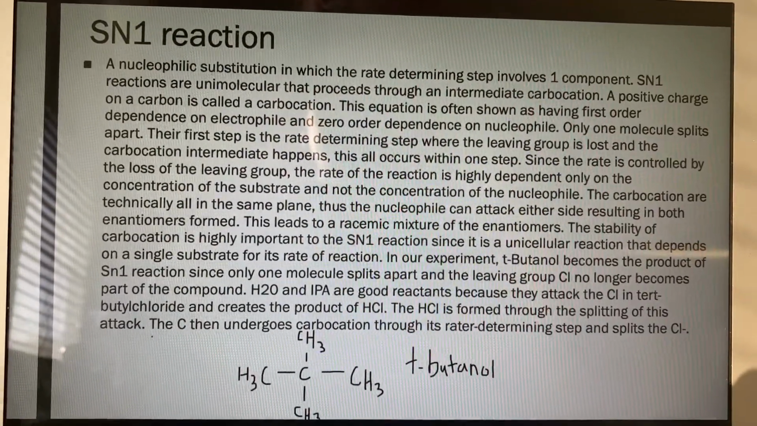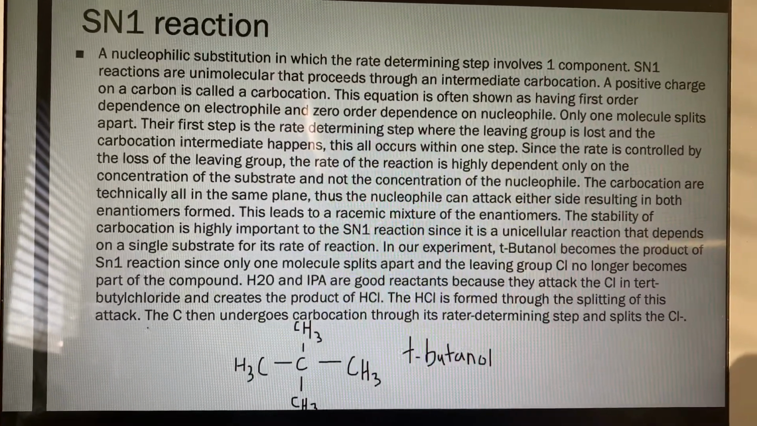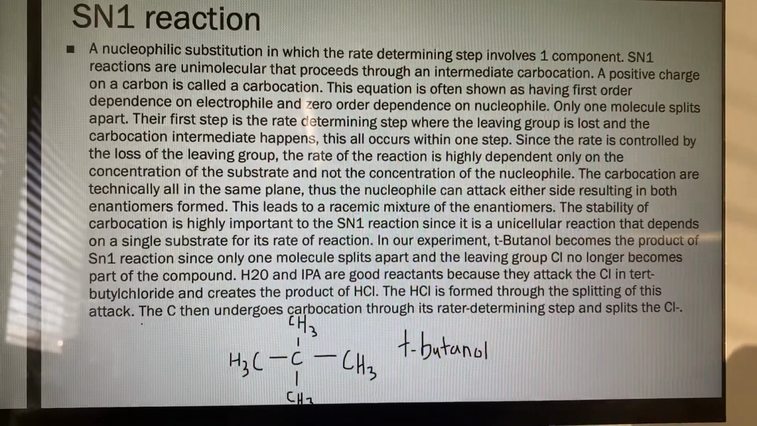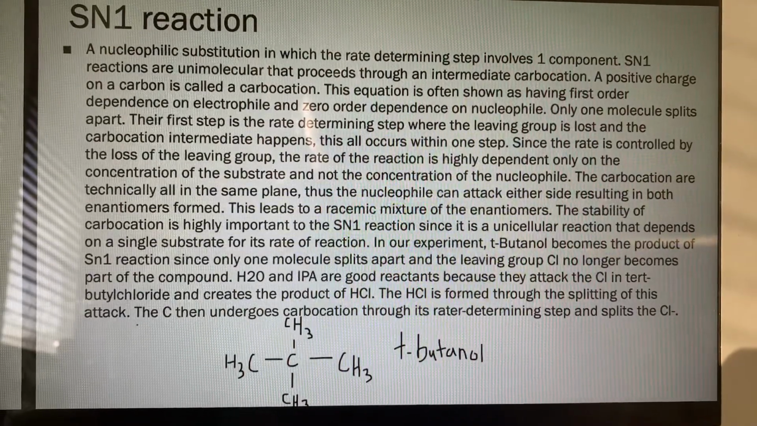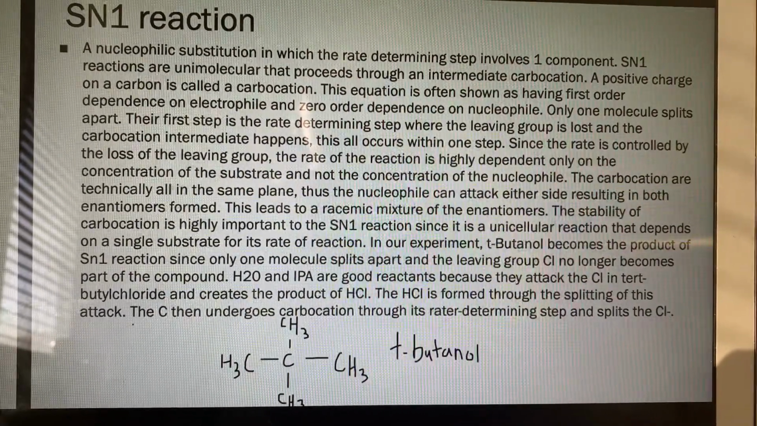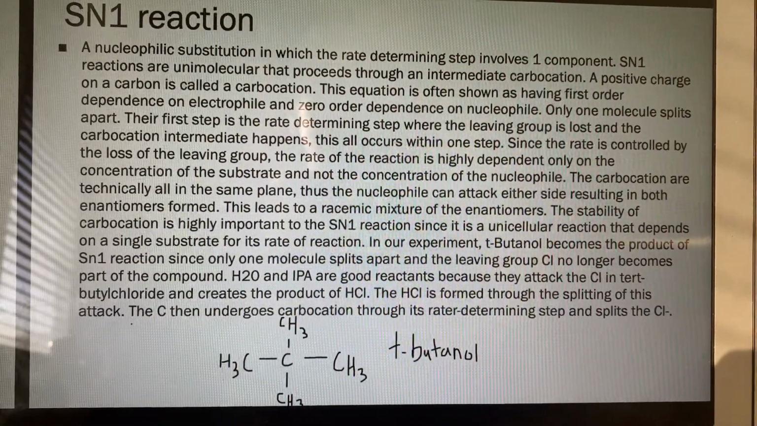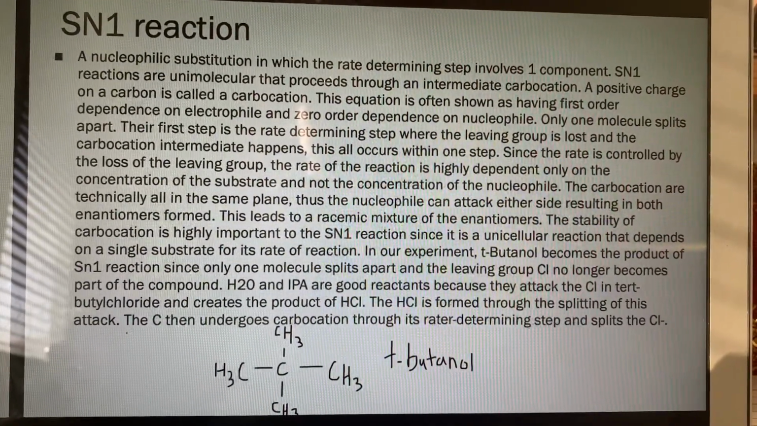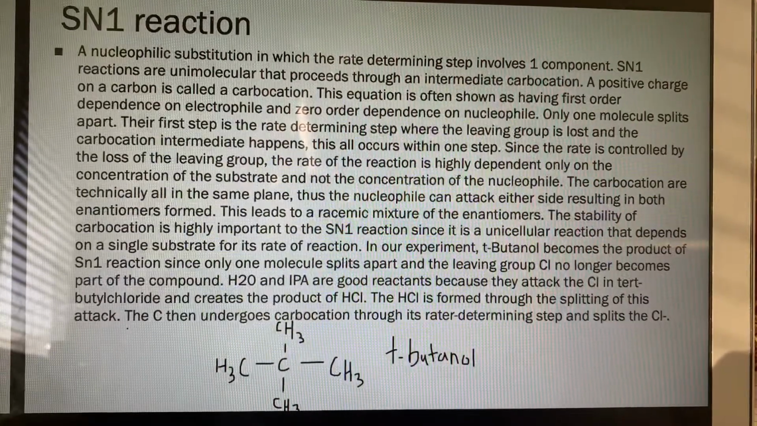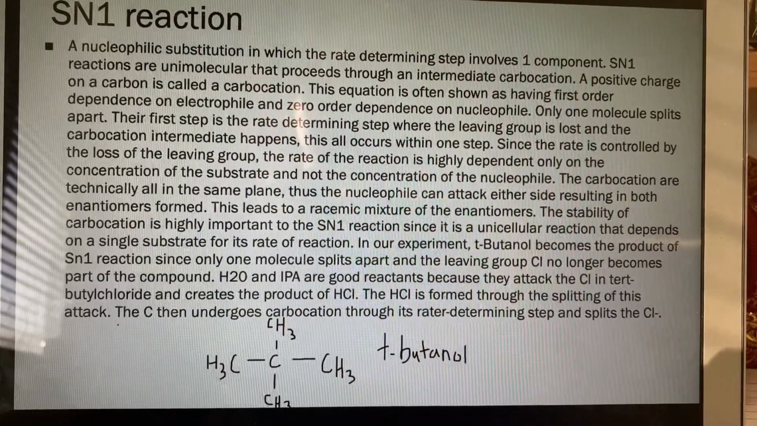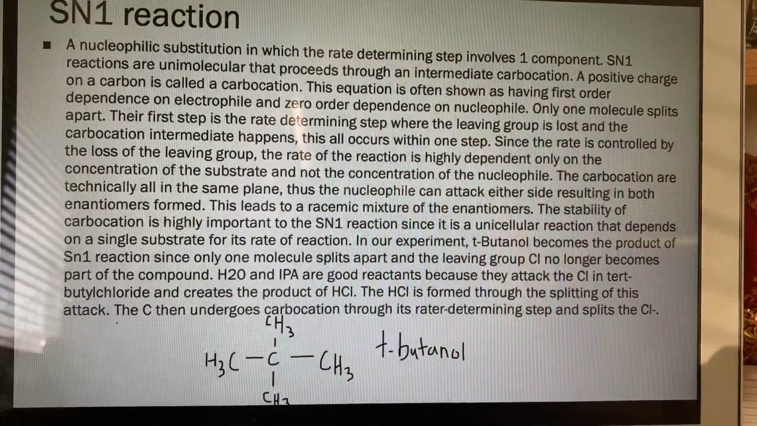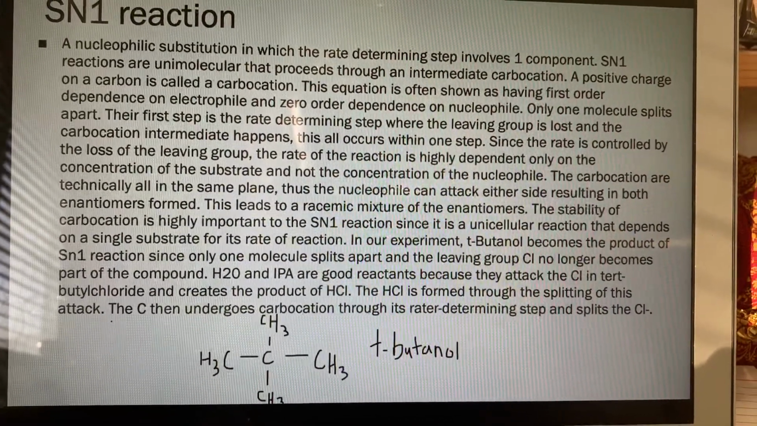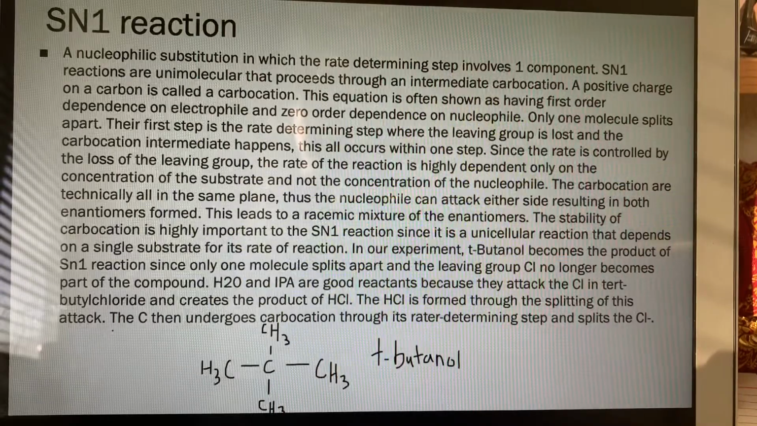SN1 reactions. It's a nucleophilic substitution in which the rate-determining step involves one component. SN1 reactions are unimolecular and proceed through an intermediate carbocation. A positive charge on a carbon is called a carbocation. This equation is often shown as having first-order dependence on the electrophile and zero-order dependence on the nucleophile. Only one molecule splits apart.